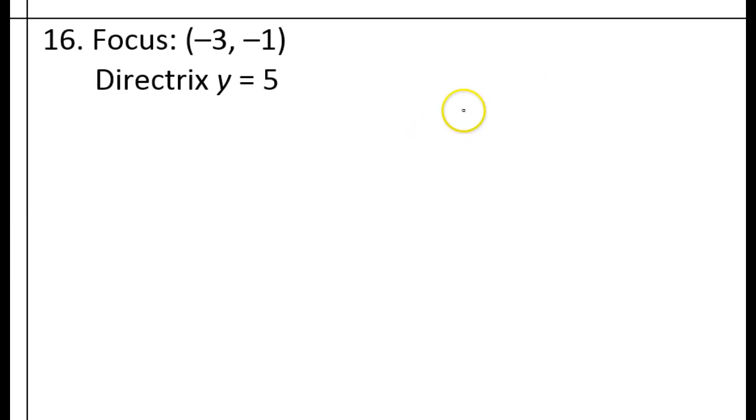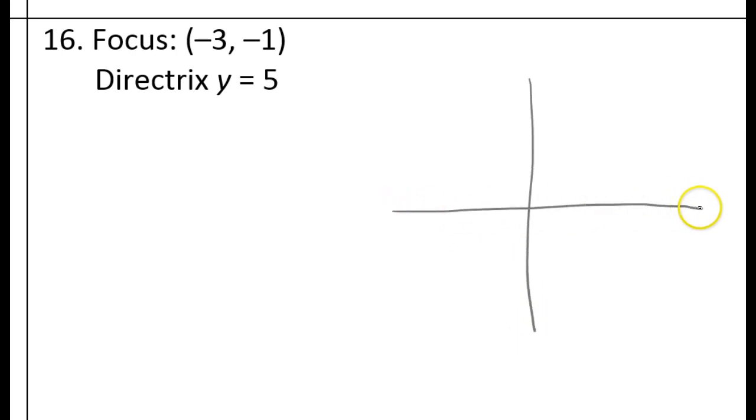Alright, number 16 is the last one. Focus, directrix. This is definitely a parabola. Let's make a sketch. Okay, the focus is at -3, -1. So 1, 2, 3, and -1. Okay, so there is the focus right there, -3, -1. The directrix is at y equals 5. Now y equals is automatically a horizontal line. So 1, 2, 3, 4, 5. So the directrix is a horizontal line at 5, like this.